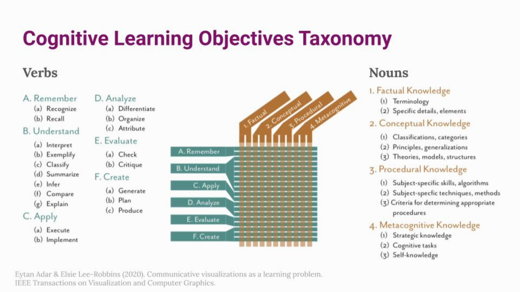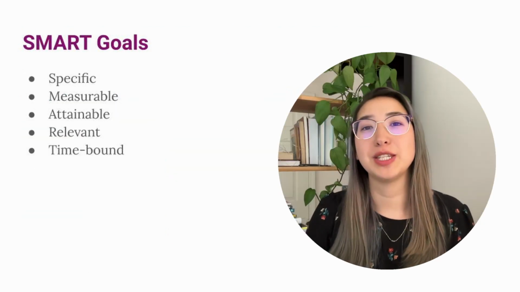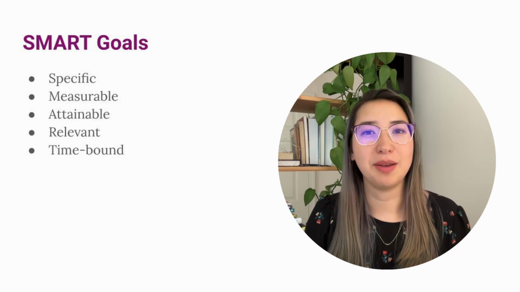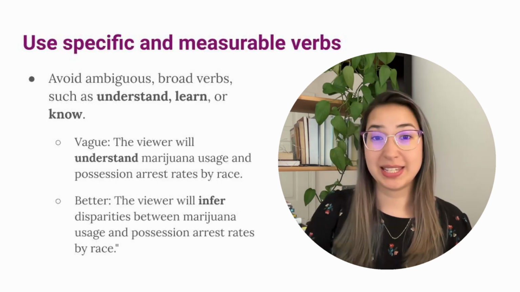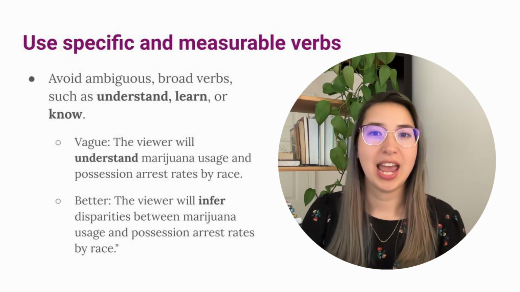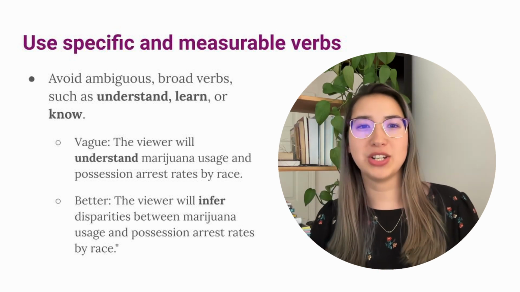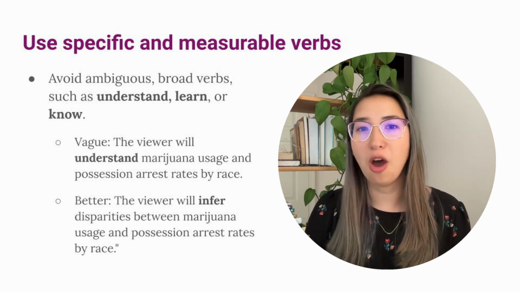These learning objectives are based on Bloom's taxonomy, which is a hierarchy of verbs and nouns that span a range of learning. The verbs in a learning objective can vary from simple, like recall, to complex actions, like generate a hypothesis. You may have heard of SMART goals, and we can use that acronym to help us make good learning objectives too. You should use specific and measurable verbs and avoid ambiguous, broad verbs such as understand, learn, or know.